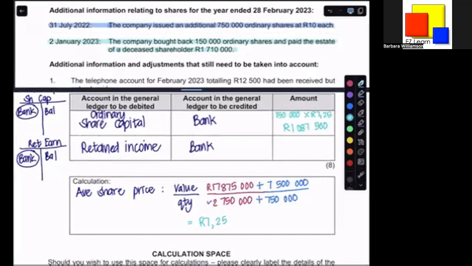We know that 1,710,000 was the amount paid. And so therefore, if I look at the difference between that and the average share price, I can then see that the amount that I'm going to pull from retained income will be 622,500.